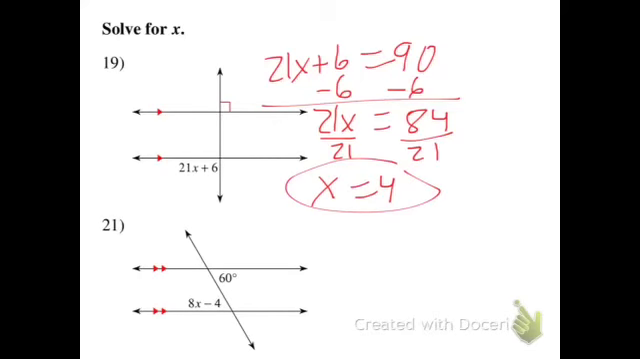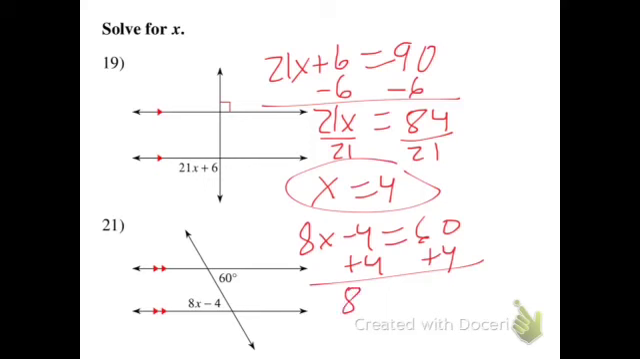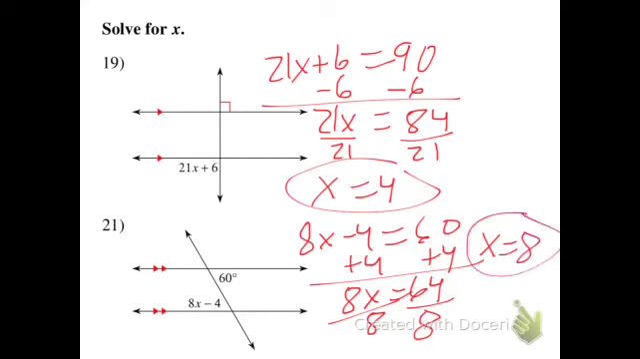Ta-da! These guys here are alternate interior angles. They are equal, so 8x minus 4 has to equal 60. Solve for x by adding 4 to both sides. You get 8x equals 64. Divide by the 8. You'll get x equaling 8, because 64 divided by 8 is 8.